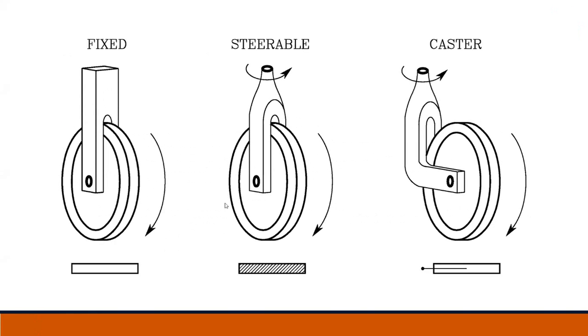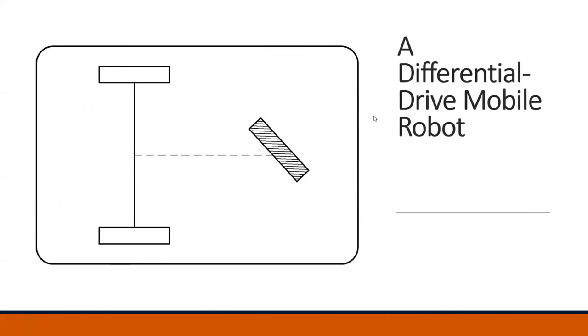For mobile robots, you have several types. You have fixed wheels, steerable wheels, and caster wheels, and you have differential drive. This is just like a car: you have front wheel drive, back wheel drive, one wheel drive, three wheel drive. Different definitions for your vehicle.